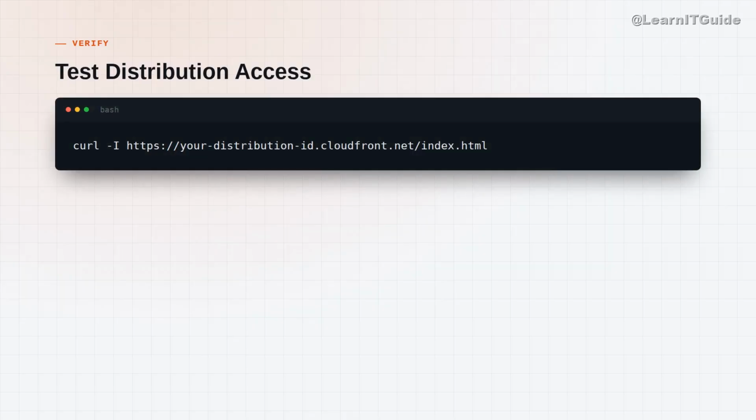To verify, use a simple curl command against your CloudFront URL. You should receive a status 200 OK. If you see status 403, your bucket policy is likely missing the OAC condition, or your distribution is still propagating. Wait a few minutes and try again.